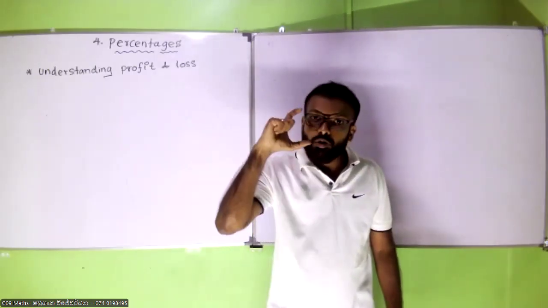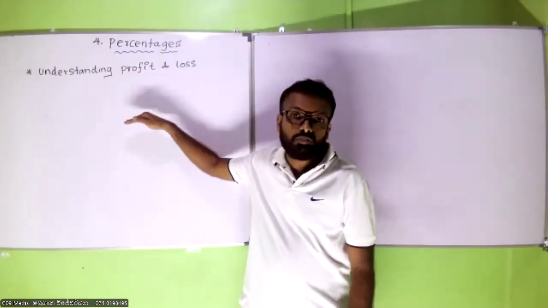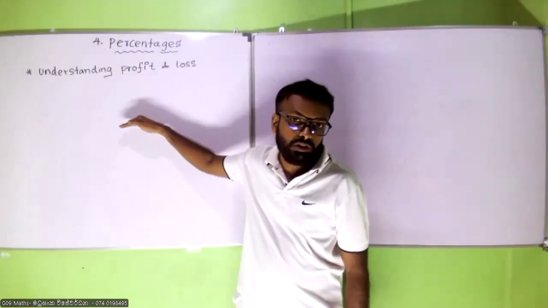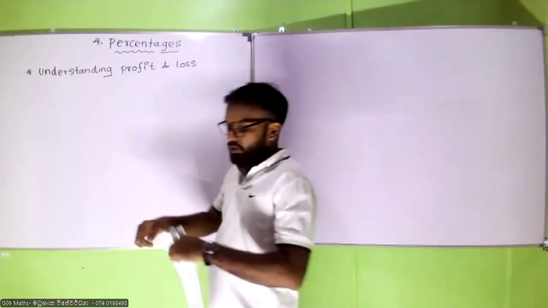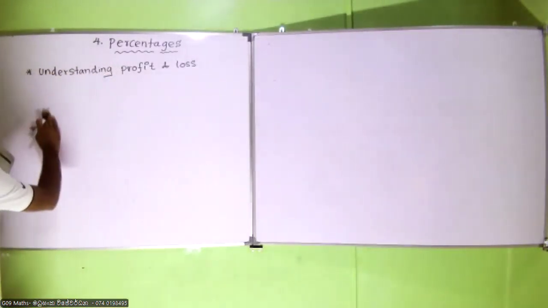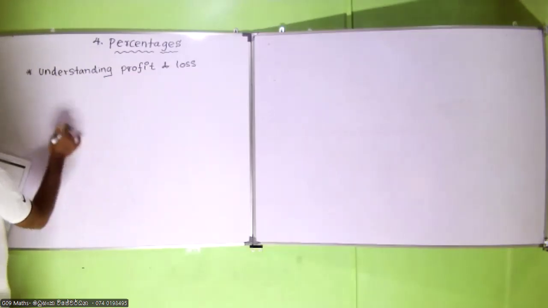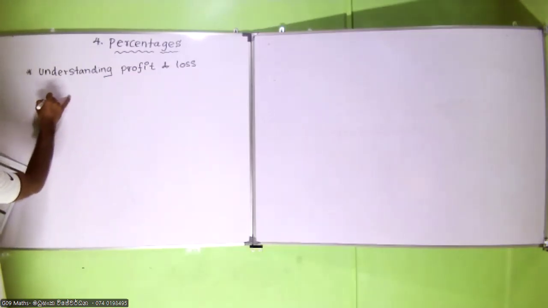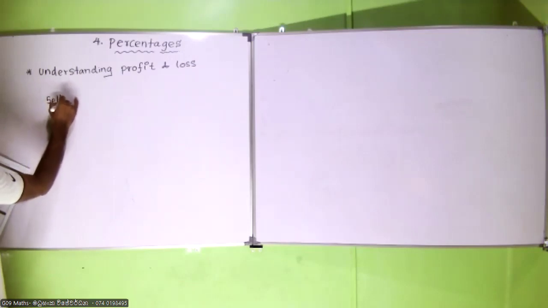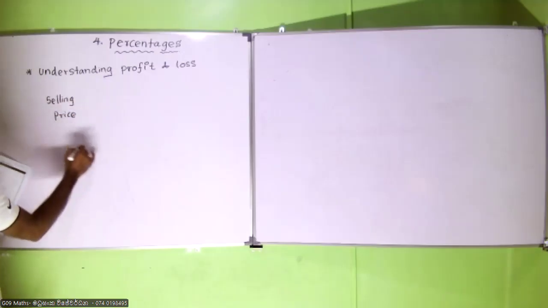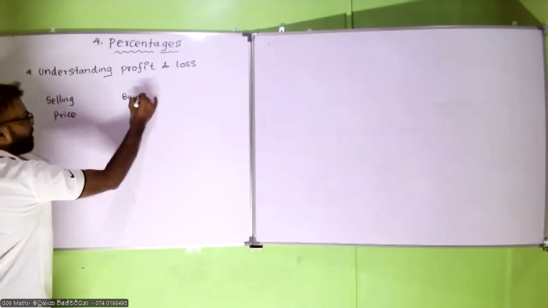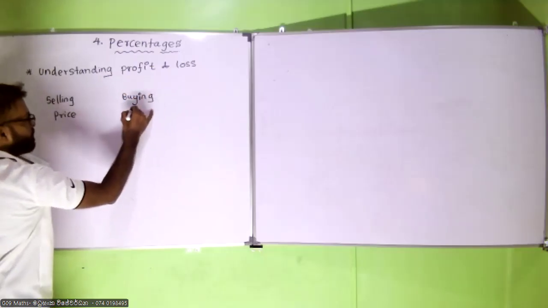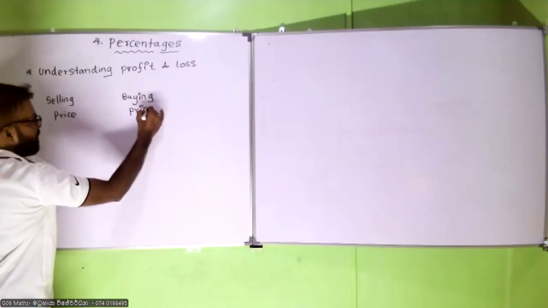Now I am going to show that using a small sketch. You can draw it with me. First of all, I am going to write selling price to your left hand side. Then in the middle, I am going to write buying price.